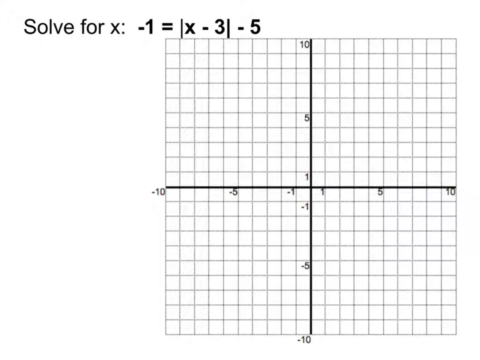Having seen those previous problems, I think you got the idea. So go ahead and solve this equation for x, please, by graphing.